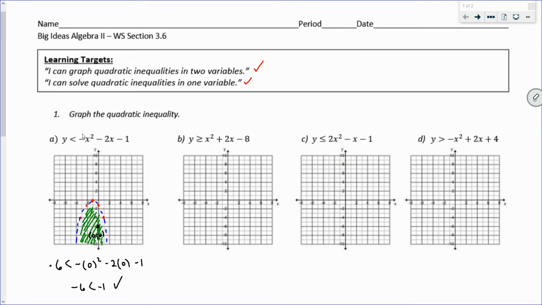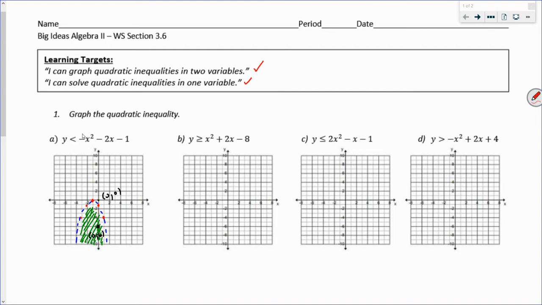Yes. But that also means if we pick something outside of the solution set, say right here, say we pick 0, 0, it's not in the region, then we go 0 is less than 0 squared minus 2 times 0 minus 1. We get 0. Is 0 less than negative 1? And of course it's not. And that follows with what we're saying. In the shaded region works, outside of the shaded region does not.